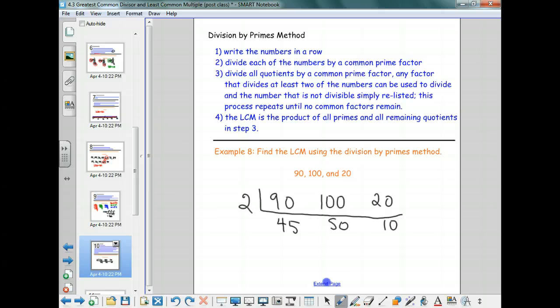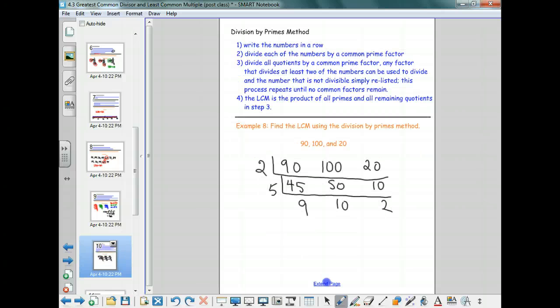Now I look at the numbers 45, 50, and 10, and I do the same thing. I want to know the next smallest prime number that divides all three. 5. And if you don't happen to find the smallest one, it will become evident later and it's fine, but kind of go in order. So we're going to do 5. 45 divided by 5, 50 divided by 5, and 10 divided by 5 is 2. Now, is there a prime number that divides 9, 10, and 2?